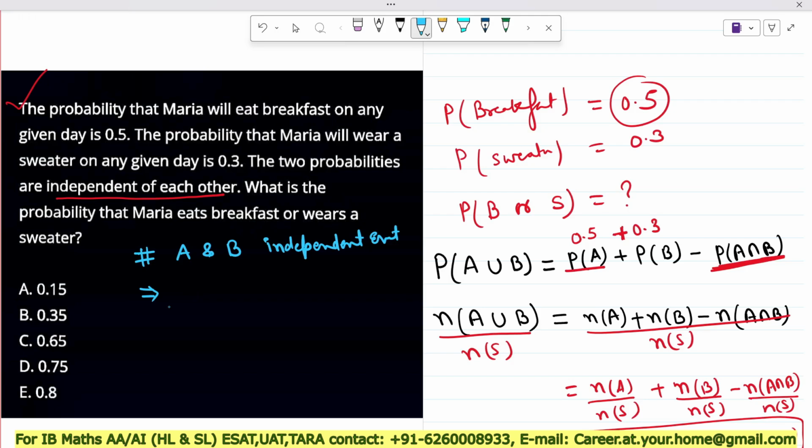No, that is not the meaning of independent. Wait, there is a very important difference. Many students get confused here between being independent and having no intersection.